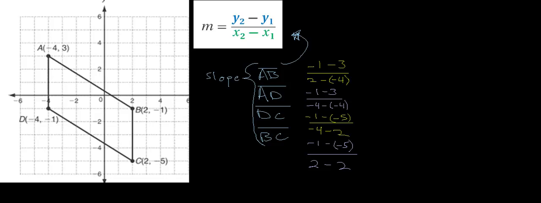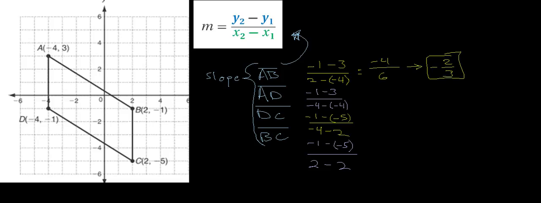So my first problem that I'm going to deal with here is finding the slope. I know that -1 minus 3 is going to give me -4 over 2 minus -4, which is really 2 plus 4. So I've got 6, and that can be simplified into negative 2 over 3. And my slope for this one is negative 2/3.